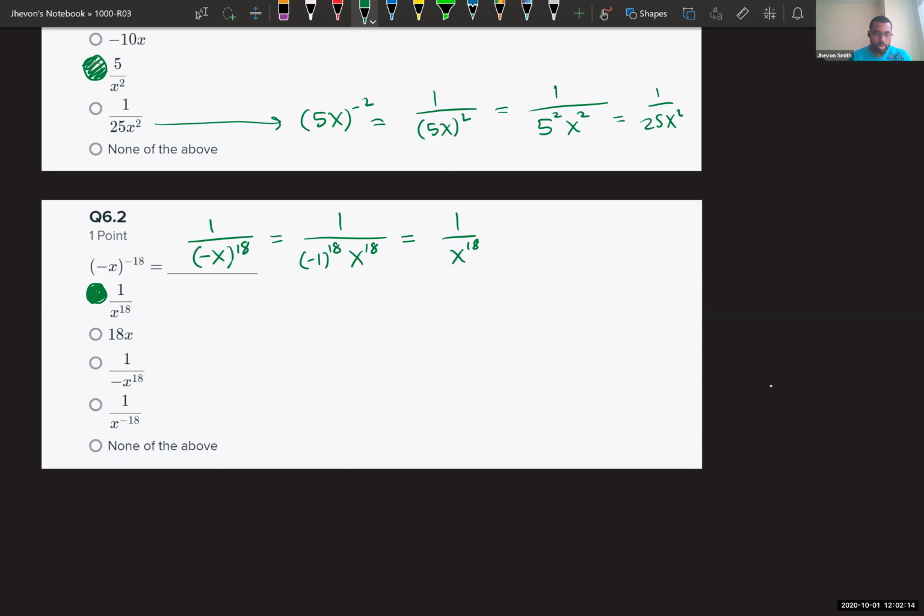This one here, I moved it to the denominator, but I kept the power negative. That's not a rule, right? So a to the minus n is 1 over a to the n. You would change the sign. And so, yeah, it's going to be the first one.